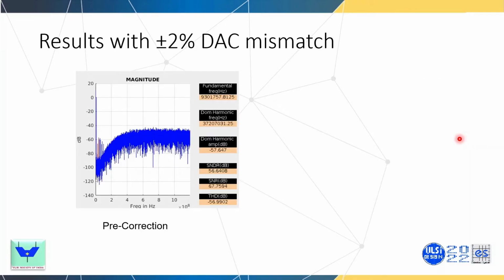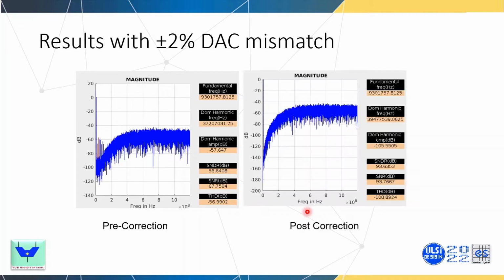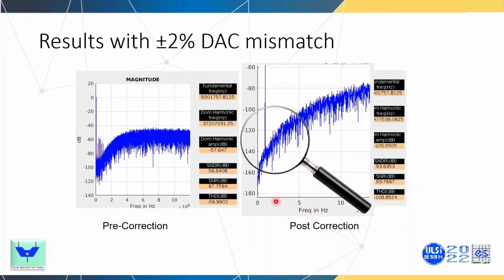So these are some of the results. This is the pre-correction. We switch off the estimator and the corrector. With the plus minus 2% DAC mismatch, it looks something like this. A lot of spurs here. THD is bad, SNR is bad. Now let's zoom into the post-correction results. We see that the THD has improved manifold, and the other performance figures will also improve. So these are actual simulation results.